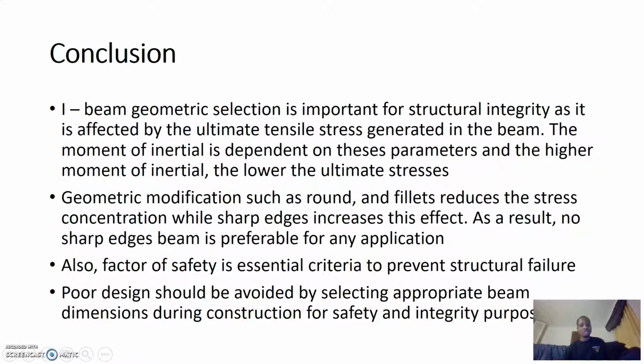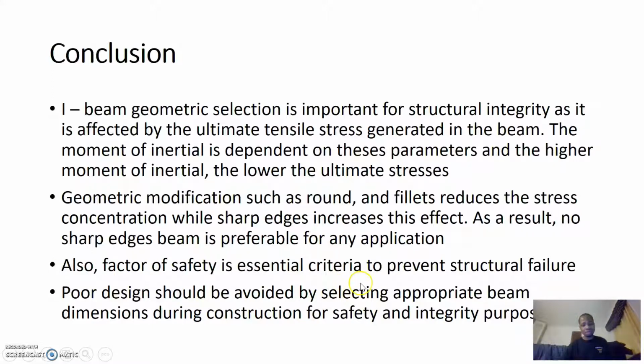So the conclusion is that I-beam geometric selection is important for structural integrity, as it is affected by the ultimate tensile stress generated in the beam. We have to bear in mind the shape of the beam, which is the sharp edges, and take that into consideration when selecting the material. The geometric selection, which is the moment of inertia, is very important, and the other parameters are important when we are selecting the material. So for geometric modification, such as round fillets and other things, we have to take care of that so that we have a material that does not have more edges.